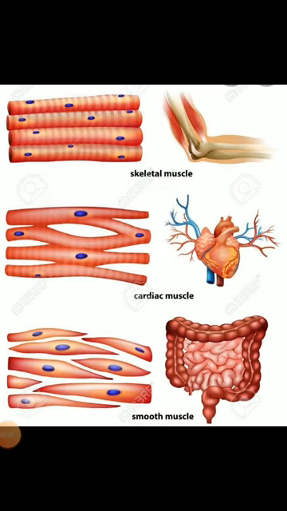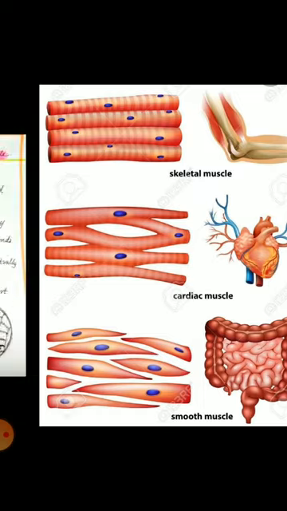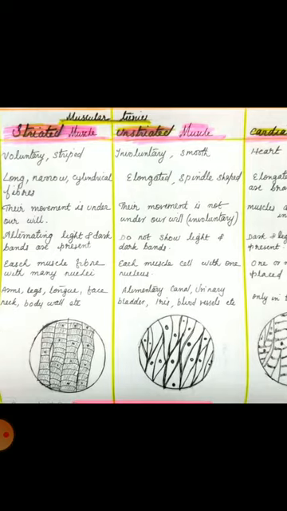This is the diagram which shows three different types of muscular tissues and their location. Muscular tissues: they are striated muscle, cardiac muscle and smooth muscles. From this diagram you can see the structure with the help of diagrams. This is the table which shows the difference between striated, unstriated and cardiac muscles.